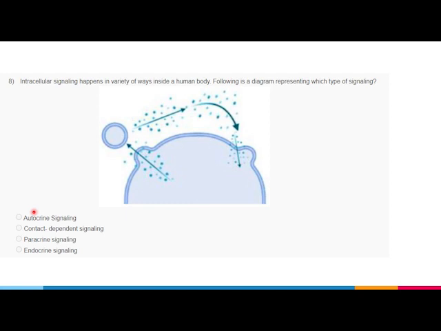Archana says it is A, autocrine signaling. Rhea also supports A, autocrine signaling. Dr. Rajesh also says it is A, autocrine signaling. Anyone else?